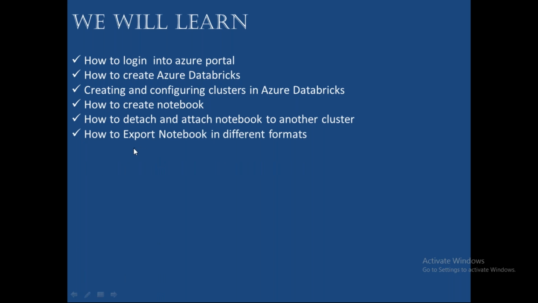Then we are going to talk about how to export a notebook in a different format. Let's say whatever code I have written, I want to get it as a Python file. I want to get it as a Databricks archive file. Next, I want to get it in HTML format. So there are different formats you can get this code in. You can also get it as a Jupyter extension, right? So the same notebook you can export from Databricks and import into Jupyter and execute it.